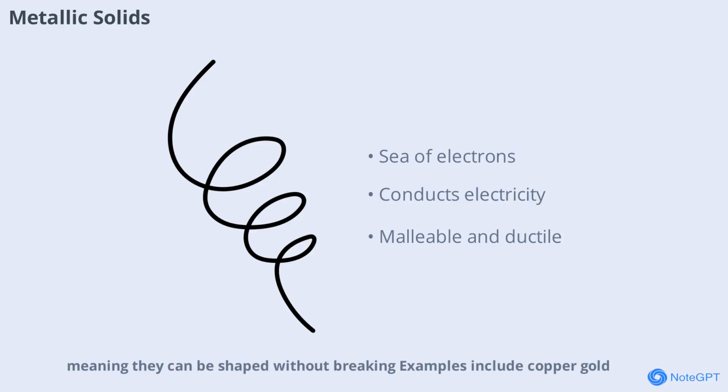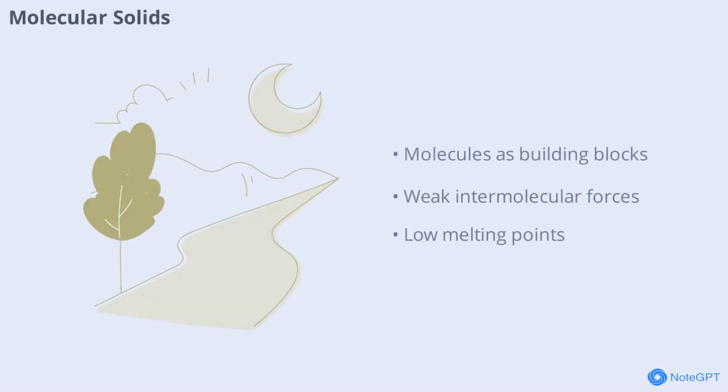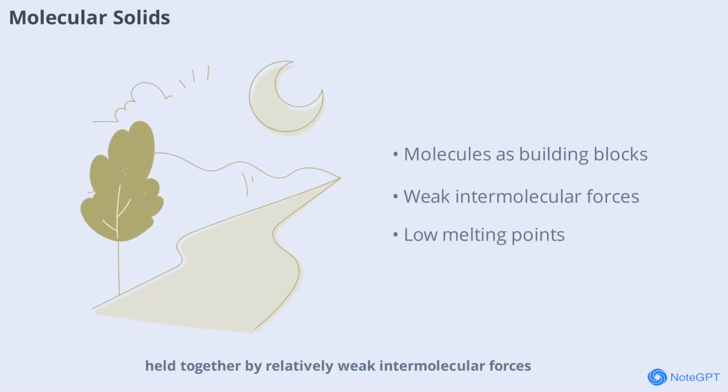Examples include copper, gold, and aluminum. The metallic bond is what gives these materials their characteristic luster and strength. Molecular solids are composed of molecules held together by relatively weak intermolecular forces, such as van der Waals forces or hydrogen bonds. Examples include ice, sugar, and dry ice. These solids tend to have lower melting points and are often softer compared to other types of solids. Their properties depend on the strength of the forces between the molecules, making them quite diverse in their behavior and uses.